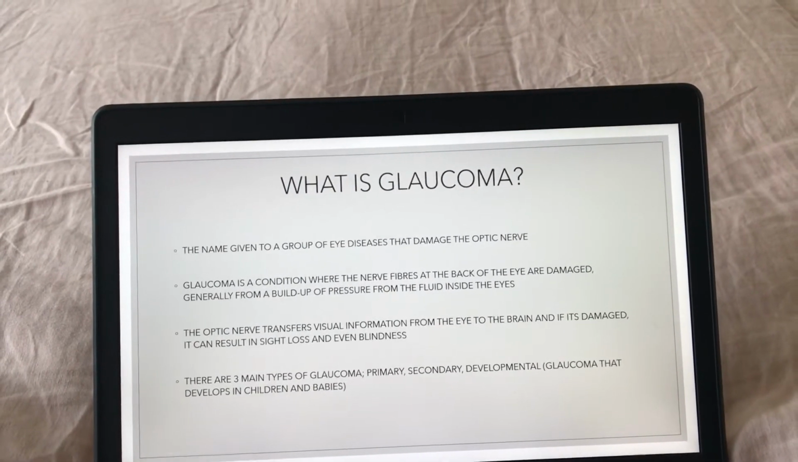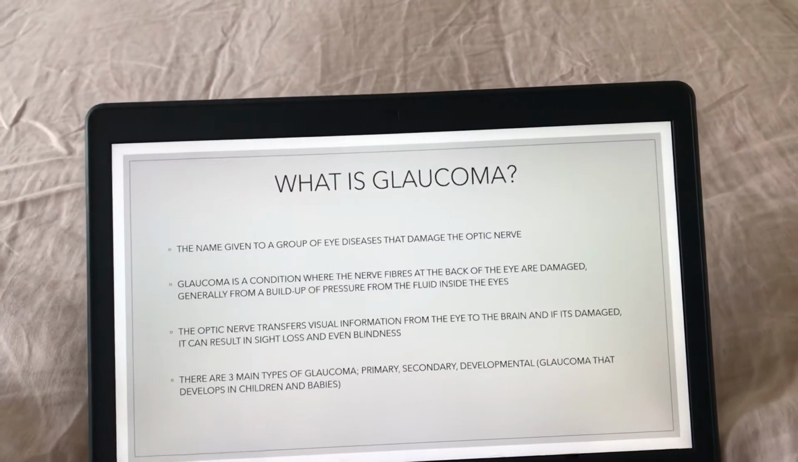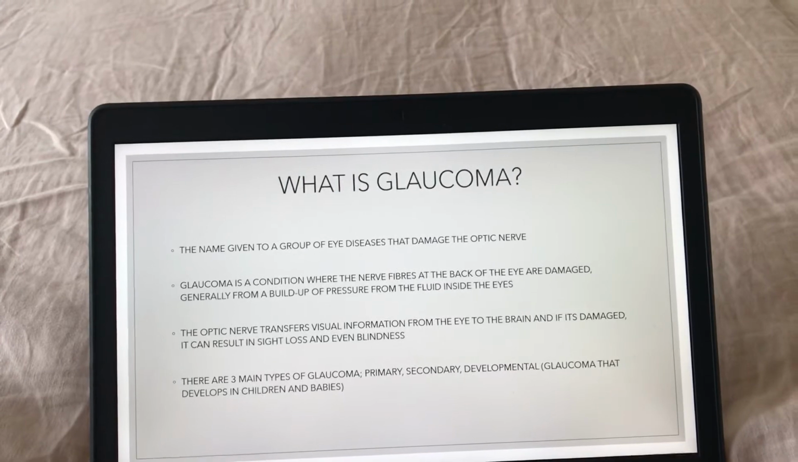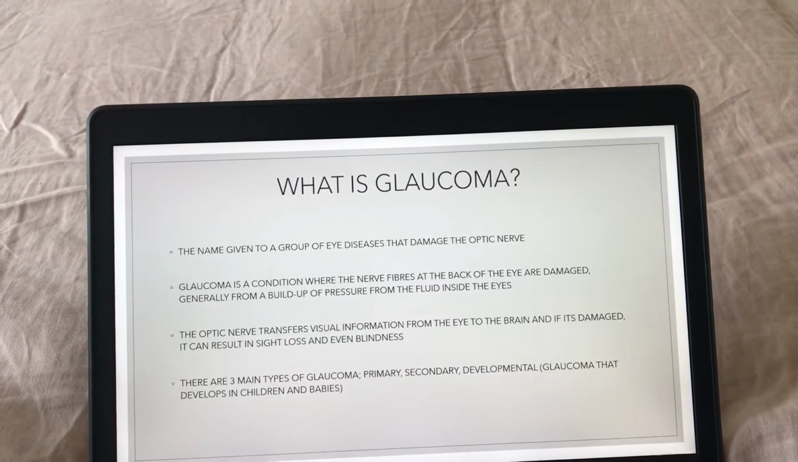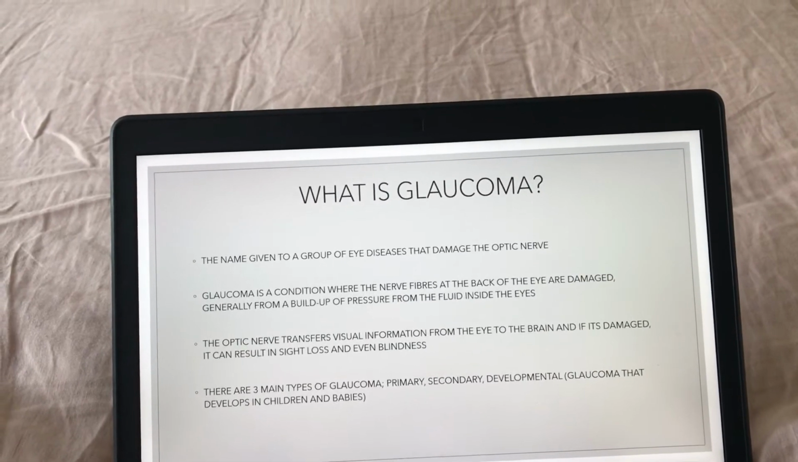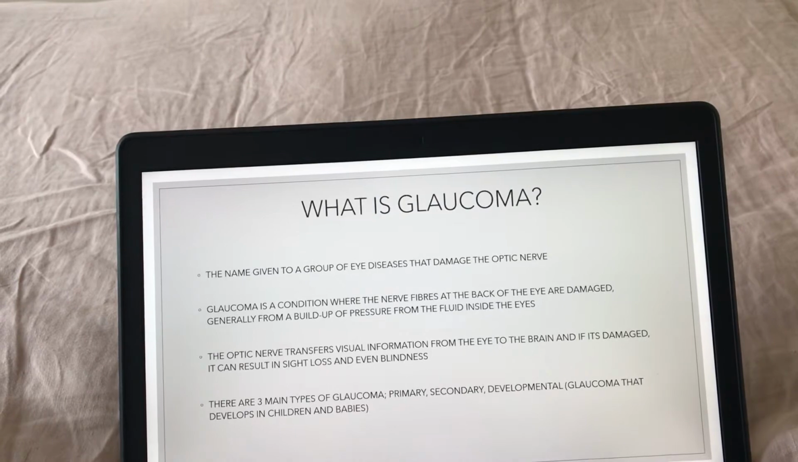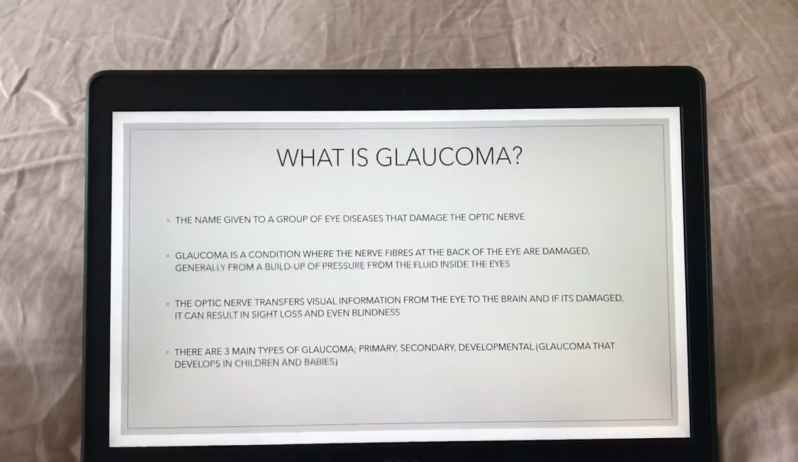There are several different tests that will be needed to confirm how and why damage to the optic nerve has occurred. In many cases, glaucoma is associated with high pressure within the eye. And to understand how glaucoma affects us, it's useful to understand the structure of the eye and why keeping eye pressure within the normal range is so important.